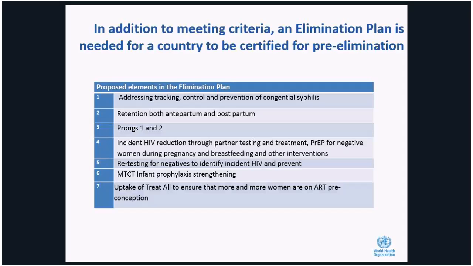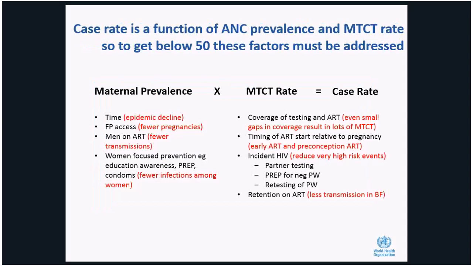and ensuring uptake of treat all as a recommendation to ensure that more and more women are on ART prior to conception, as we know that ART prior to conception results in a significantly lower rate of mother-to-child transmission. So just let me delve into that a little bit more and just remind you that the case rate calculation is basically a function of the maternal ANC prevalence and the MTCT rate. So if we want to see a case rate that drops below 50 per 100,000, those are the 2 parameters that we have to address. And these are the kinds of factors that need to be touched on in order to achieve that reduction.